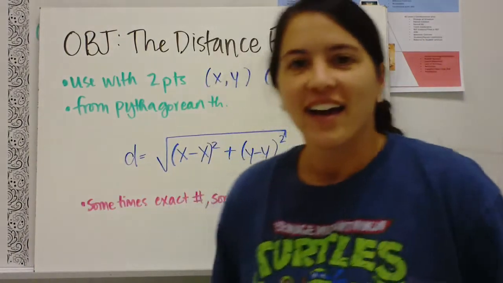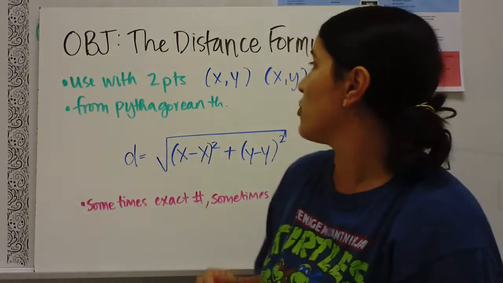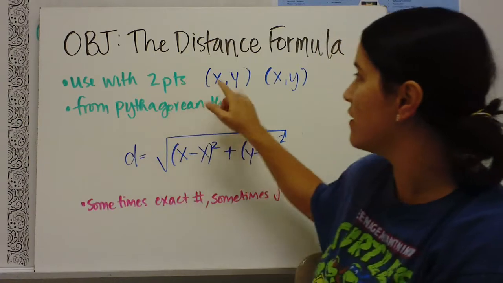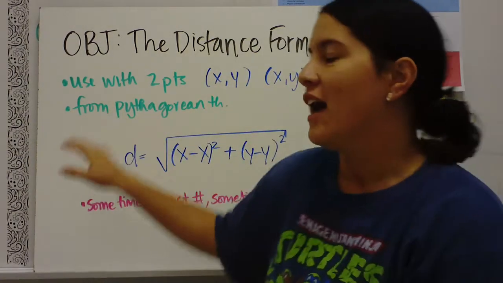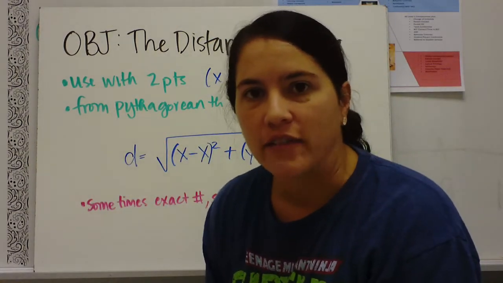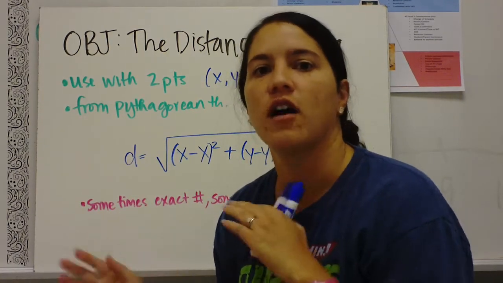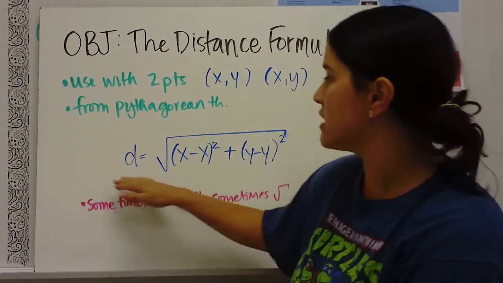Hey y'all. Today's objective is the distance formula. You use the distance formula when you have 2 points on the coordinate plane, (x, y) and (x, y). The distance formula is derived from the Pythagorean theorem, so it's kind of a version of the Pythagorean theorem. So here's the distance formula.